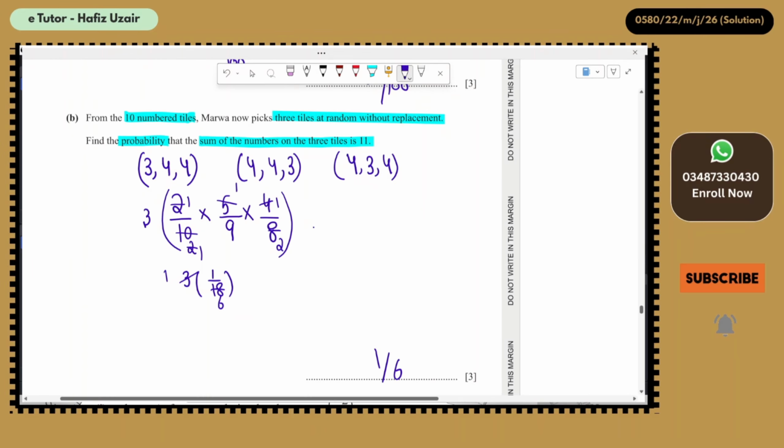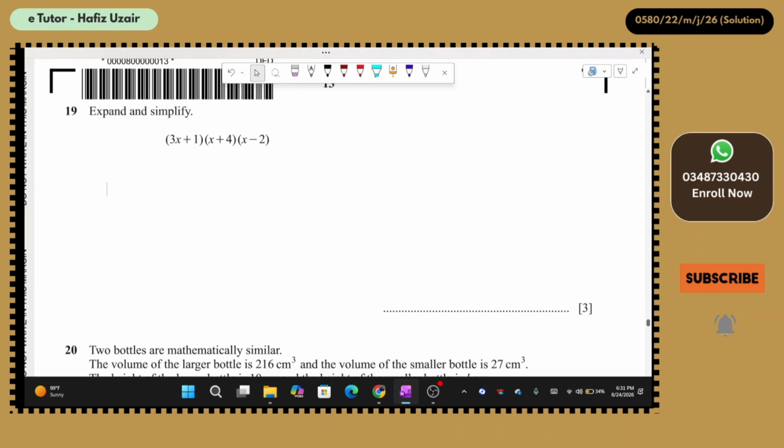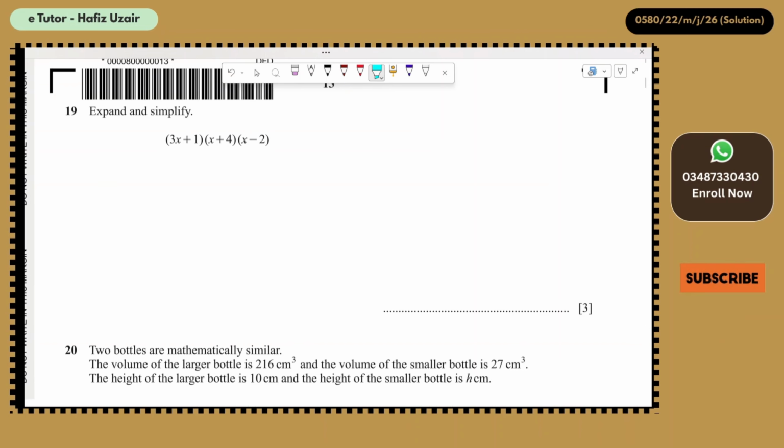All right. Okay, let's start with question number 19. In question number 19, you have to expand the brackets and then simplify. So let's expand the first two brackets. If we multiply 3x with x, you will get 3x square. And now if you multiply 3x with 4, you will get 12x. Similarly, if you multiply 1 with x, you will get x, and 1 with 4, you will get 4. So that is x plus 4 into x minus 2.